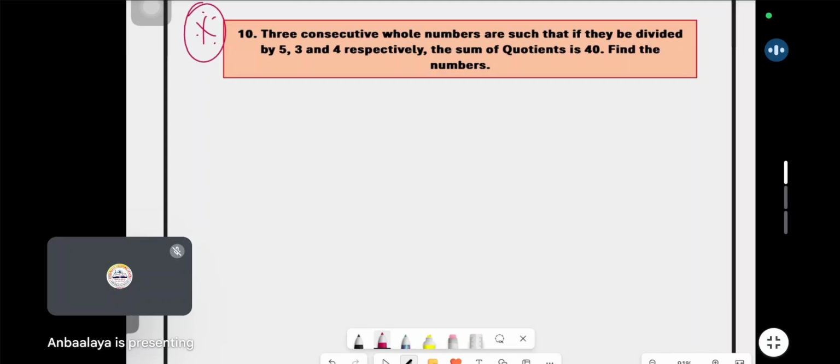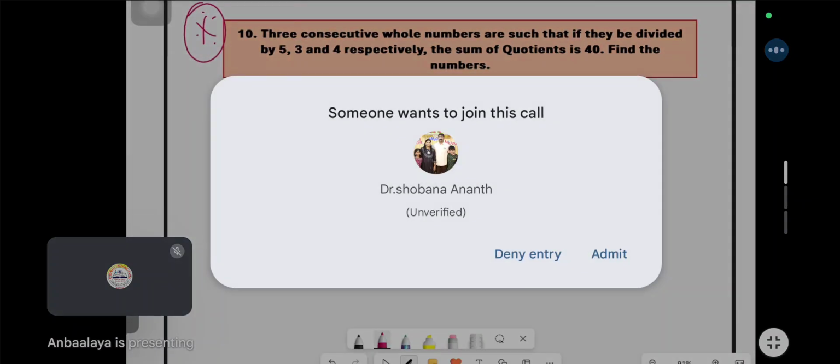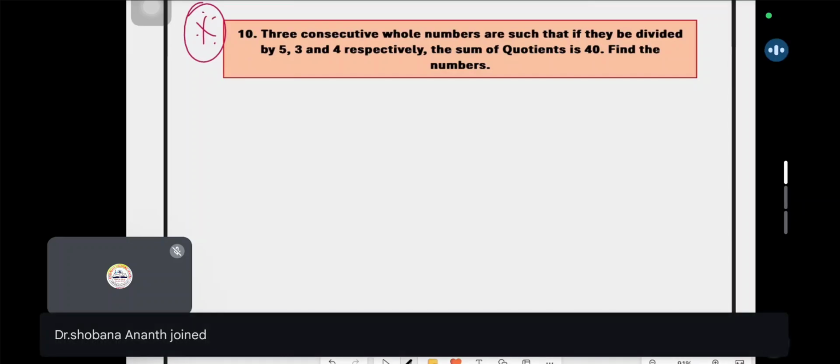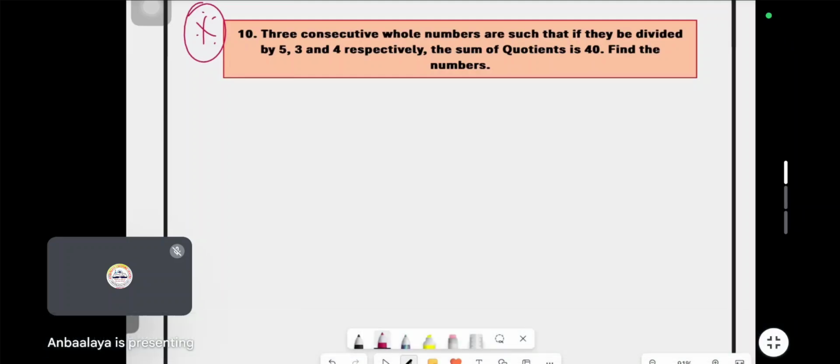We are given consecutive whole numbers. What does consecutive mean? I have told you in many classes. Consecutive means the next number. Yes, very good, Malini, correct. Umesh, you have a doubt? You raised your hand? So the very next number is called the consecutive number.